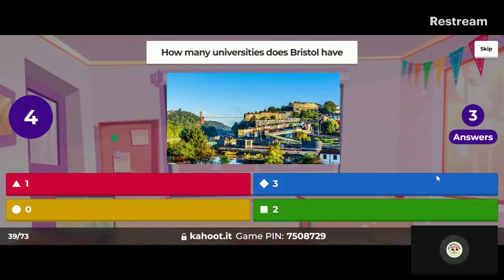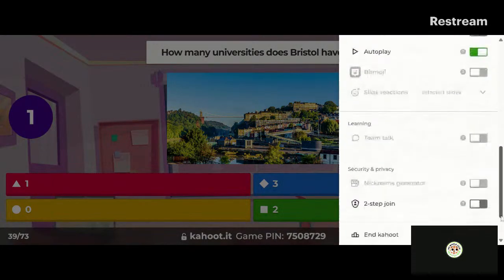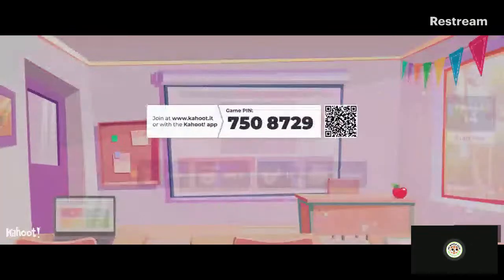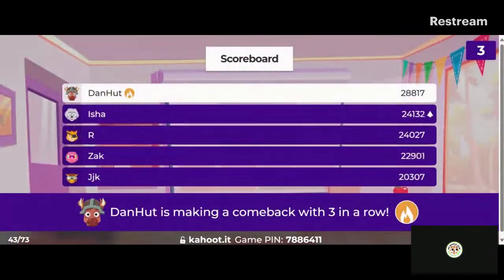I'm trying to end the Kahoots. It's taking me a bit of time because there's a lot of them going on. First place Yusuf, again, second place H, third place Big C. I'm surprised that there's 2 Yusufs who've won, but well done anyway, nonetheless. It's a good day for the Yusufs.